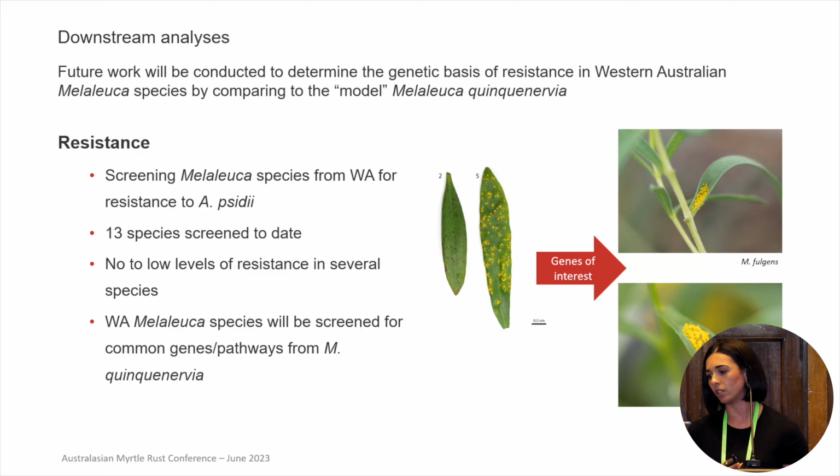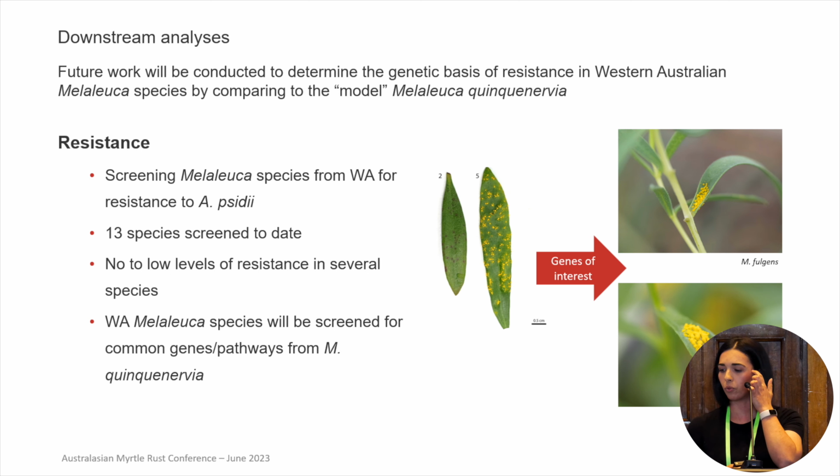So I guess just a bit of the downstream work, which really wraps up what I have been talking about today. Part of my work has actually been screening Western Australian species for their response to myrtle rust as well. So I have screened 13 species to date, and some of these are showing no to low resistance to the pathogen at all, which is really quite concerning. And some of these are probably in regions that are quite isolated.